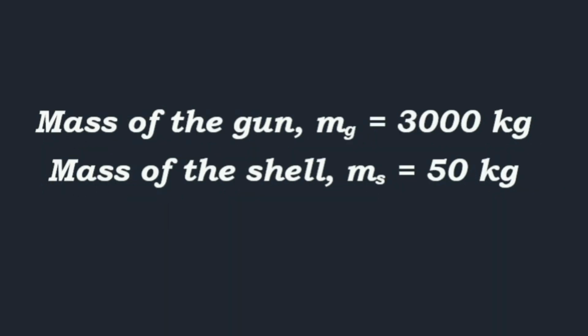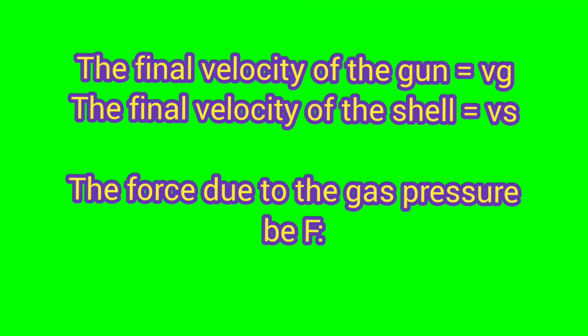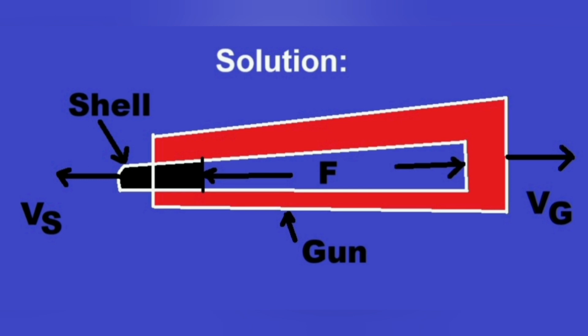Now let us solve the problem. Mass of the gun is given as mg is equal to 3000 kg. Mass of the shell is given as ms is equal to 50 kg. Let the final velocity of the gun be vg, the final velocity of the shell be vs, and the force due to the gas pressure be F. The gun and the shell may be considered as a system of two particles. During the short interval of time in which the explosion takes place, the force F acting on the gun and the shell varies in an unknown manner.